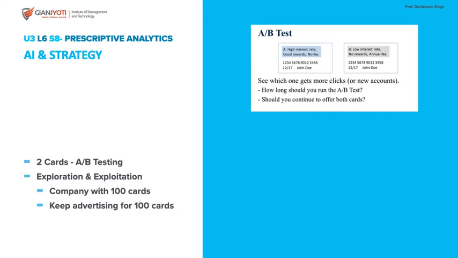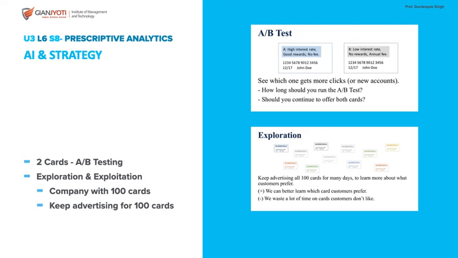So now let us take a real example where as a bank I have 100 cards and I want to advertise for these cards. So shall I keep advertising for 100 cards so that people can have all the 100 cards? So that is my question. So here comes another concept which we call exploration and exploitation. And this is just in the case of a company with 100 cards. It can be any strategy that you have to pick. So what should be your strategy? Shall I keep on advertising for 100 cards?